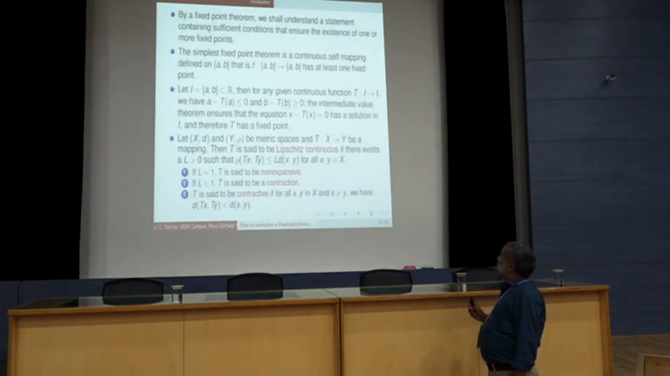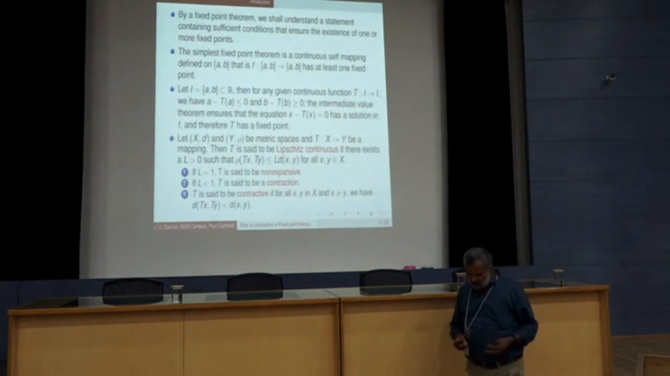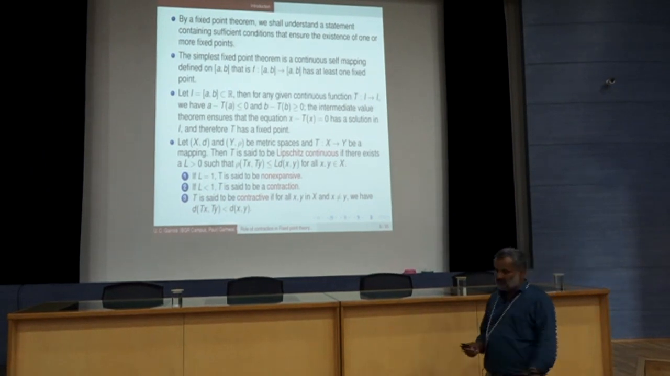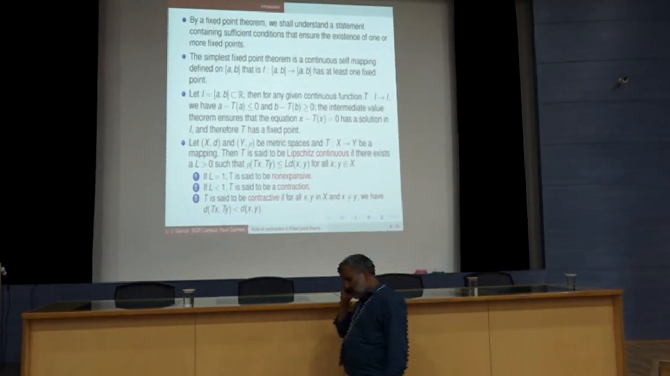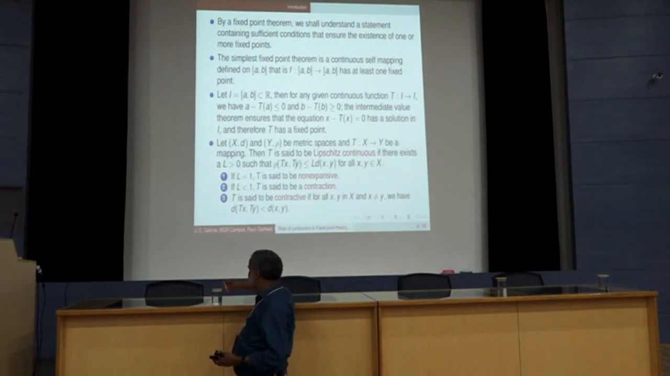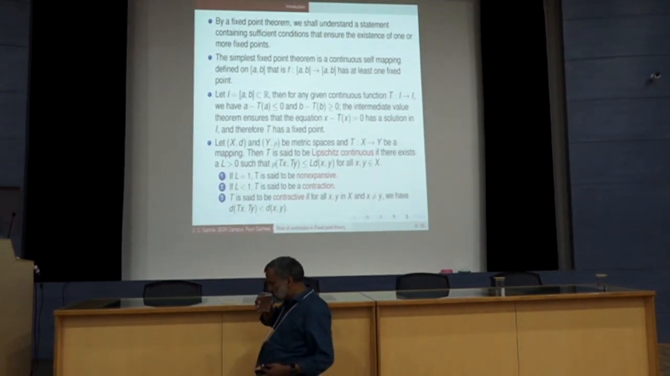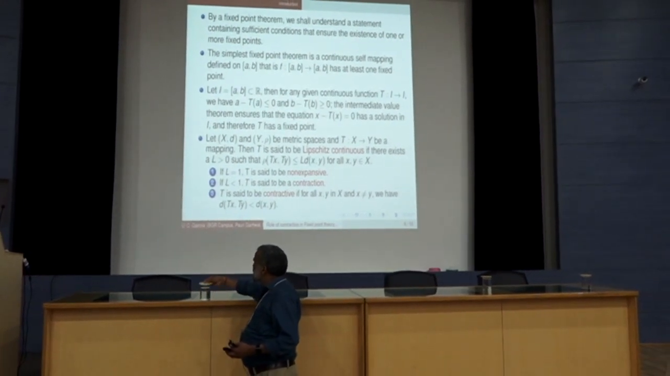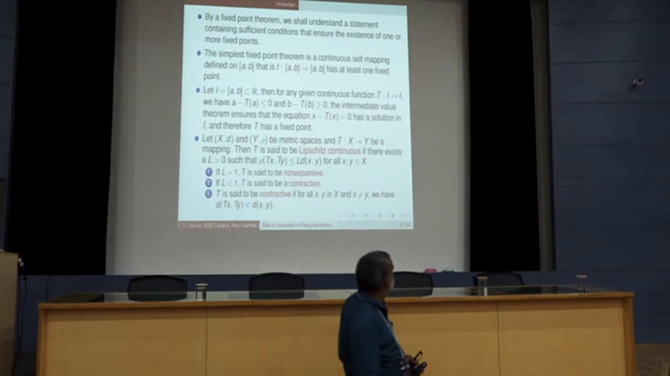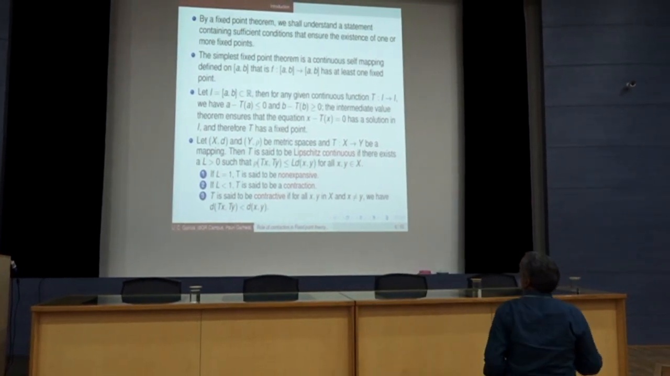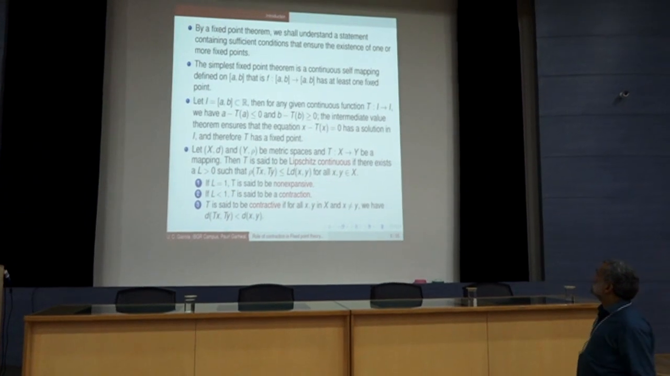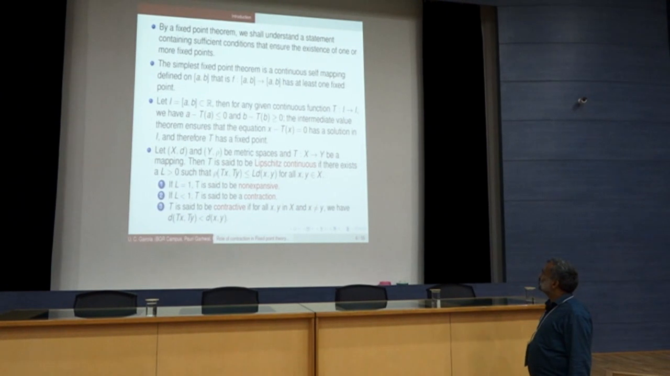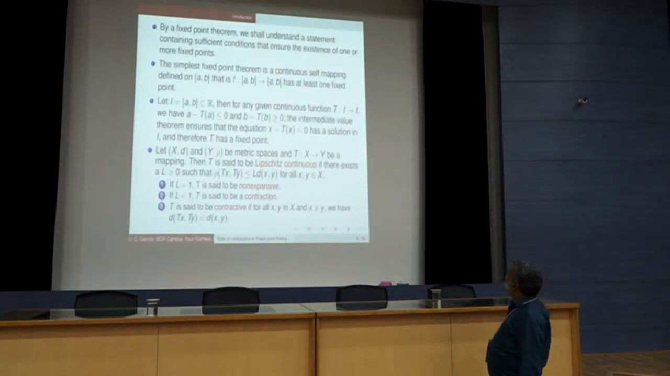By a fixed point theorem, we understand a statement containing sufficient conditions that ensure the existence of one or more fixed points. The main thing is that if we have a mapping, we see the result for the conditions under which we can get a fixed point. The simplest fixed point theorem says that a continuous self mapping T defined on the closed interval [a, b] has at least one fixed point.